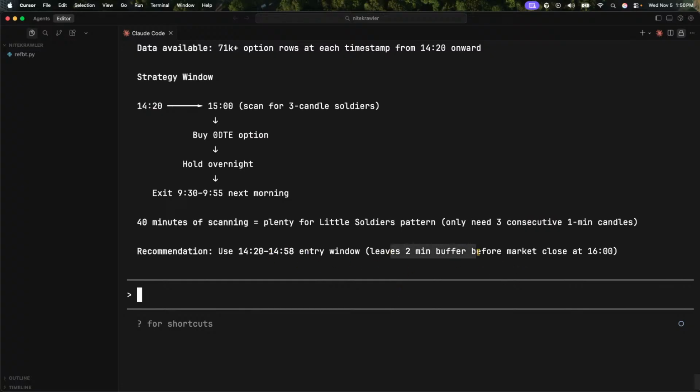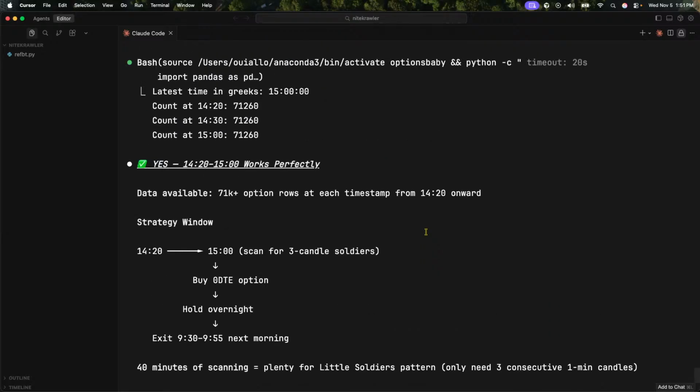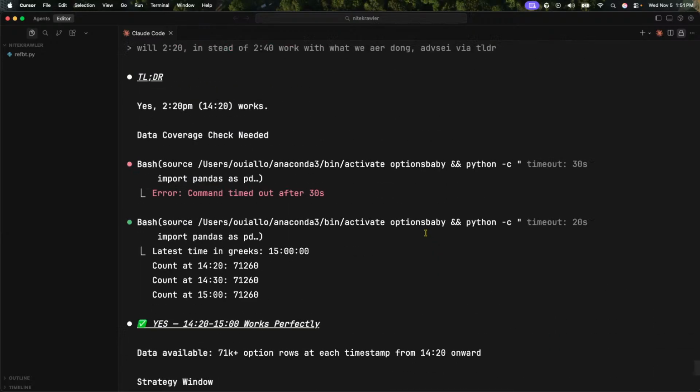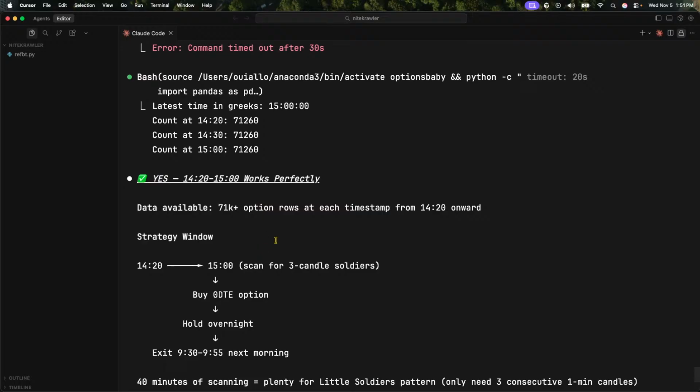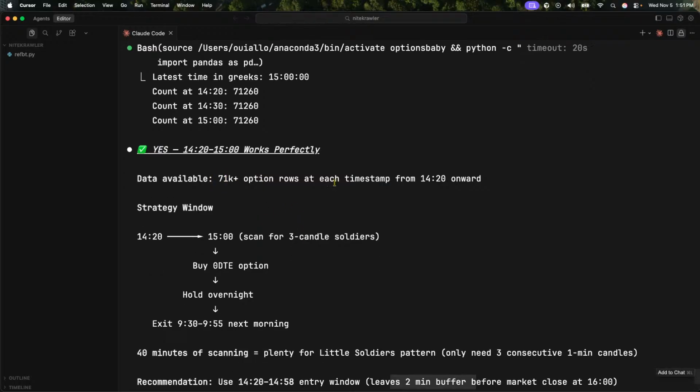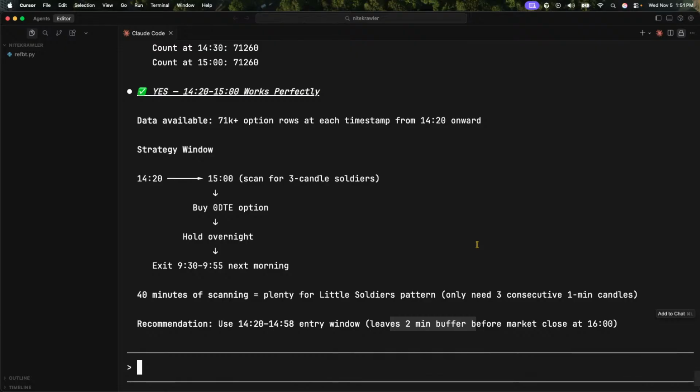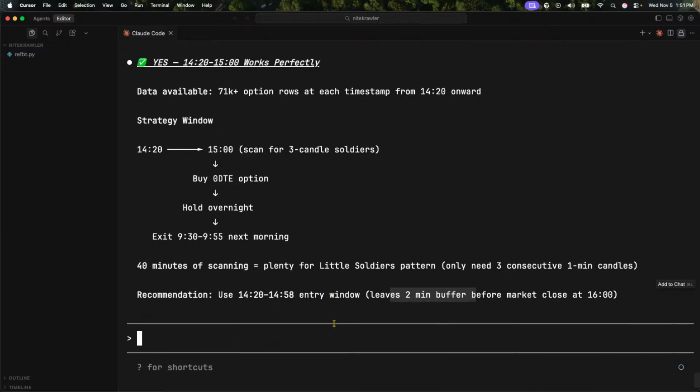Okay, leaves a 2-minute buffer before the market closes. Okay. Yes, it works perfectly. The data available: 71K options available at each onward. So, strategy. Okay, hold on. Sorry, I'm not trying to cough in your ear.